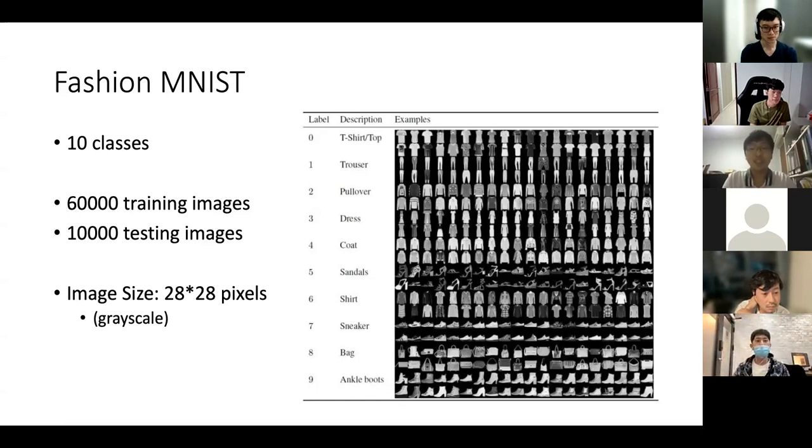It is a small data set. You can train it much faster. And this only has one color channel. It's grayscale. Other data sets sometimes have a 3 color system. Okay, so this is what we need to know for Fashion MNIST.